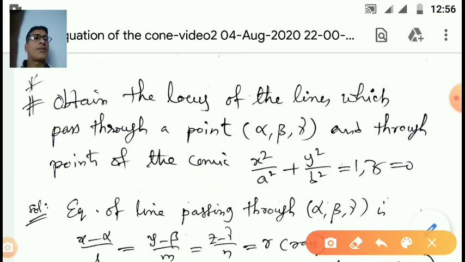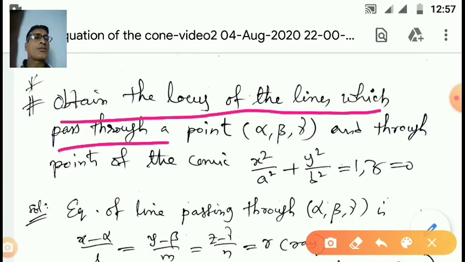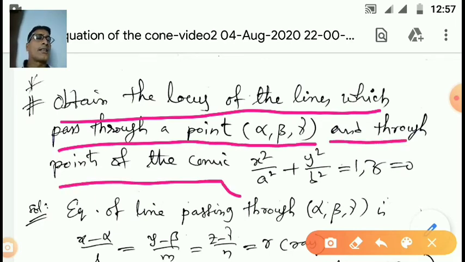Obtain the locus of the lines which pass through the point alpha, beta, gamma, and through the point of the conic x square by a square plus y square by b square is equal to 1, z is equal to 0. Conic means either parabola or ellipse or hyperbola are called conics.